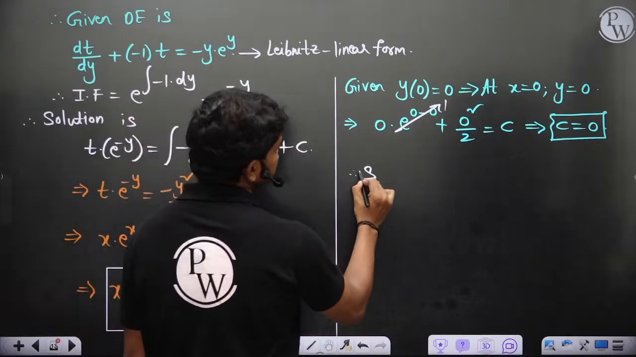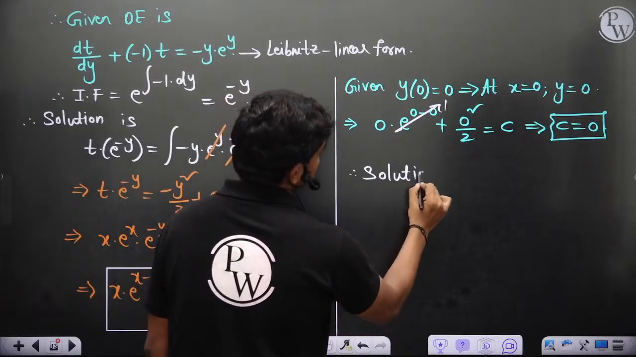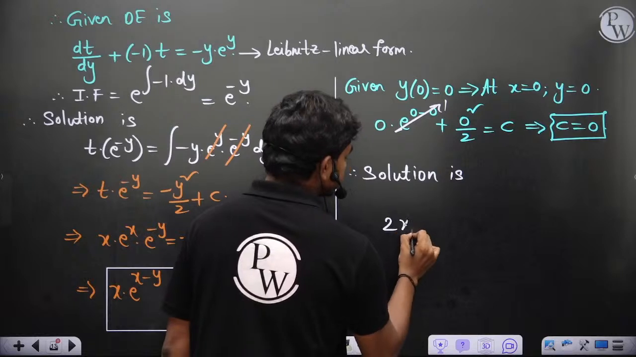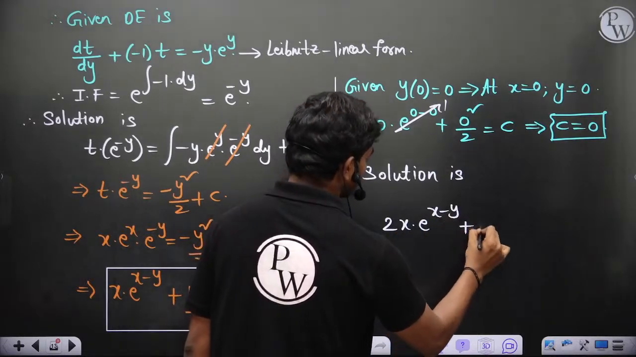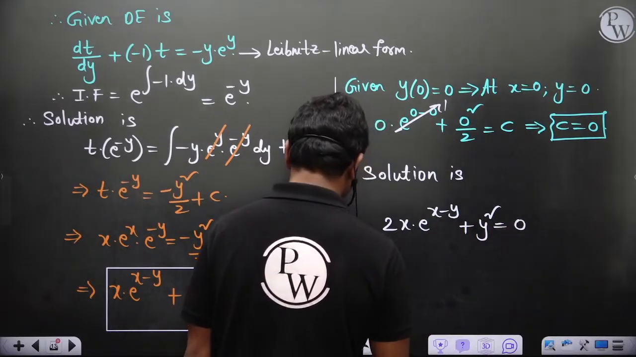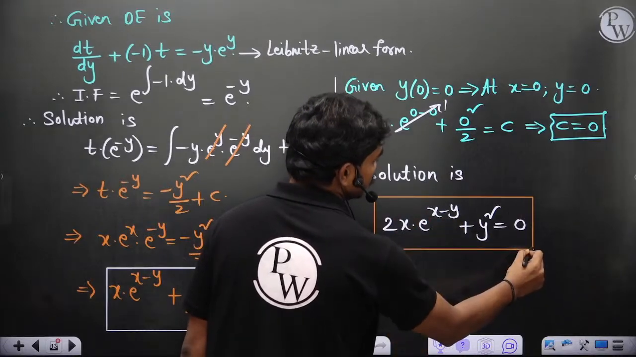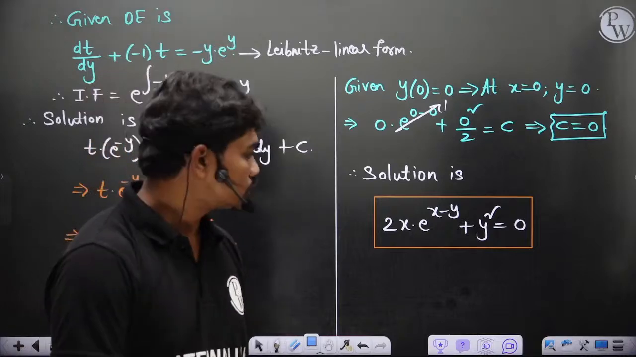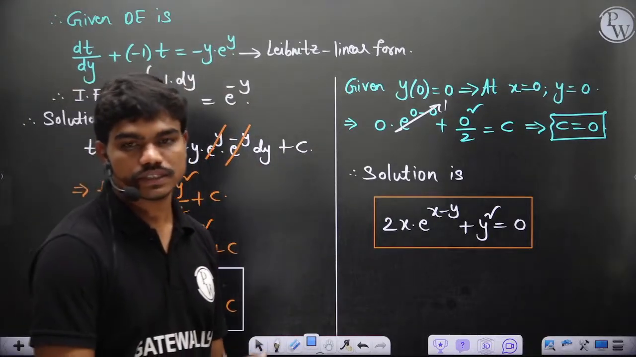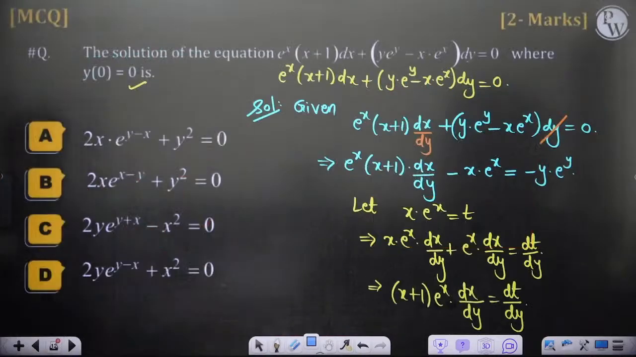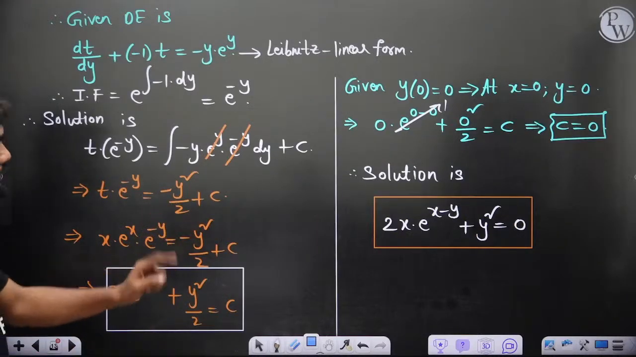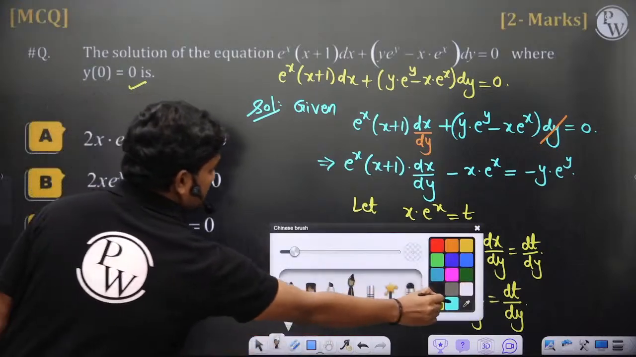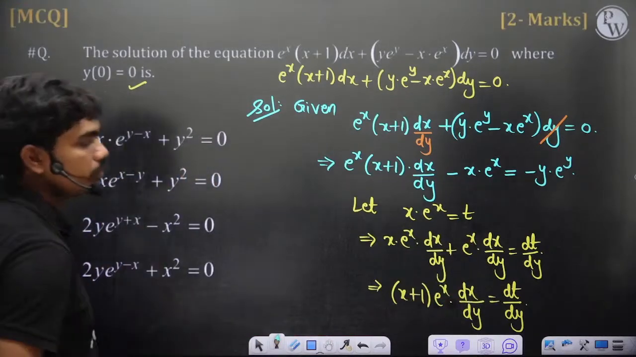Therefore the solution is, if you put c to be 0 and multiply with 2, 2x e power x minus y plus y square is equal to 0. That's the particular solution for this given boundary condition. Let's check if this is somewhere in the options: 2x e power x minus y plus y square. So option B is the correct answer. Option B is the correct answer.